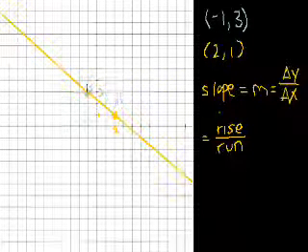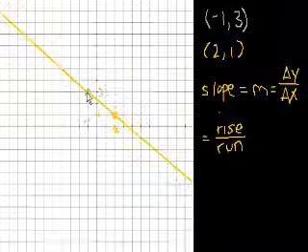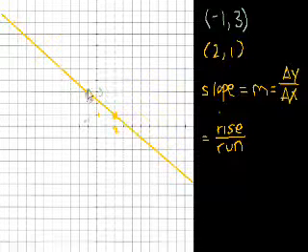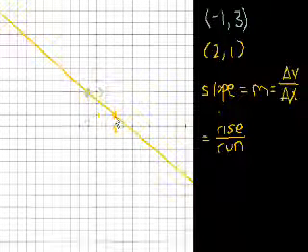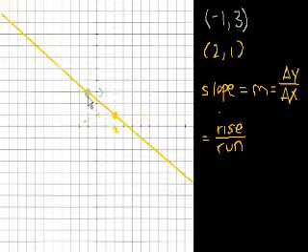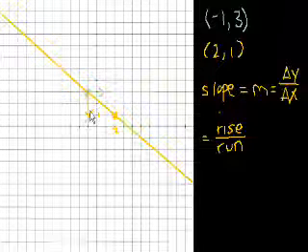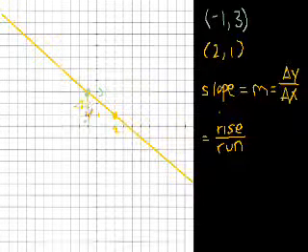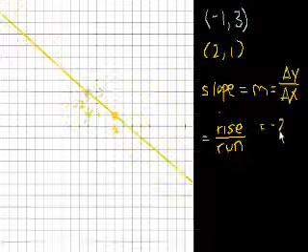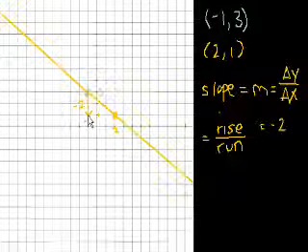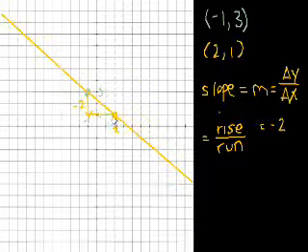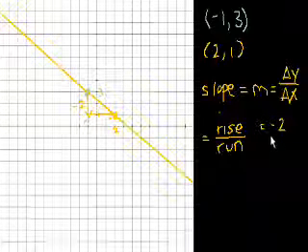So let's start at one of these points. Let's start at this green point, -1, 3. So how much do we have to rise and how much do we have to run to get to the second point, 2, 1? So let's do the rise first. Well, we have to go -2. So that's the rise. So the rise is equal to -2, because we have to go down 2 to get to the same y as this yellow point. And then we have to run, right there, we have to run +3.